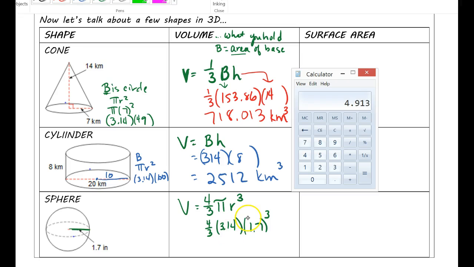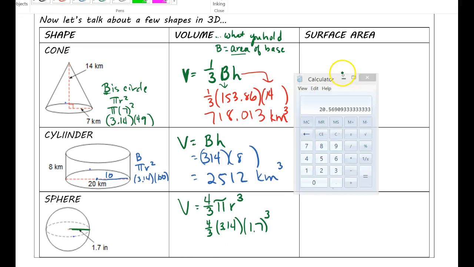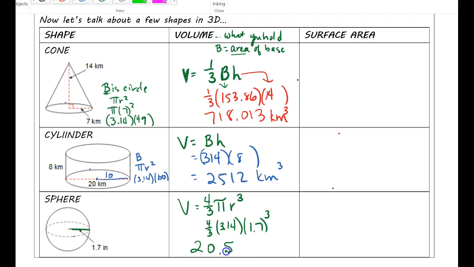Then I'm going to multiply that by 3.14. And then I'm going to take that number and multiply it by 4 divided by 3. So times 4 divided by 3 equals. So I'm getting 20, oh man, what did I get? 20.57. If I went too fast, go back and watch me type it in again, and then you try to type it in and see if we get the same thing. And then that would be your unit of measure, inches cubed. Okay, cool. So that's volume for all 3 of those shapes. Hopefully that's not too terrible.